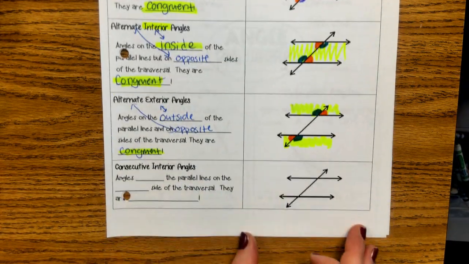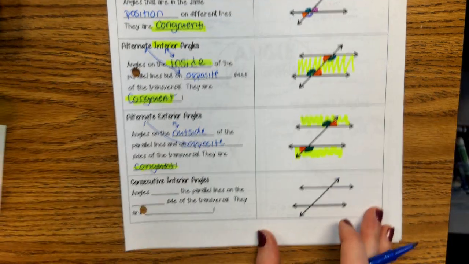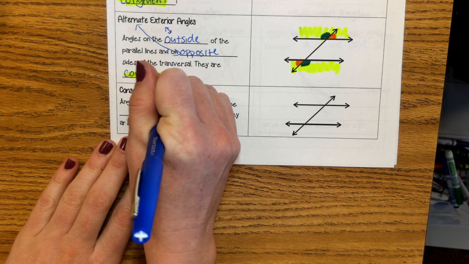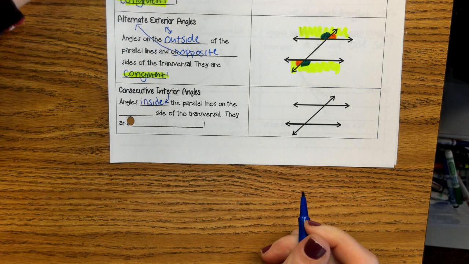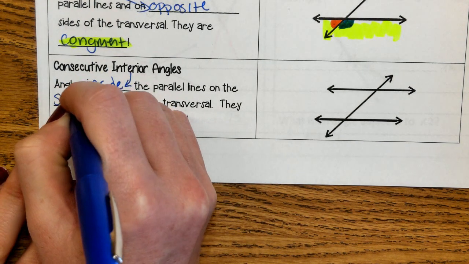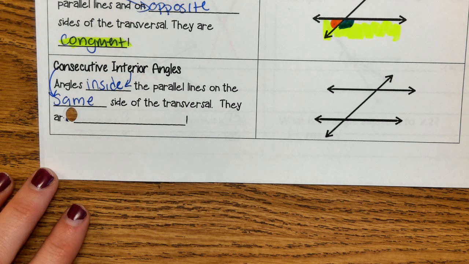Okay? Can you go back up? Last one on here is consecutive interior. If alternate interior means opposite, what do you think consecutive means? Same side. So, consecutive interior are angles inside the parallel lines. Interior means inside. On the same side of the transversal. That's what the consecutive part says.